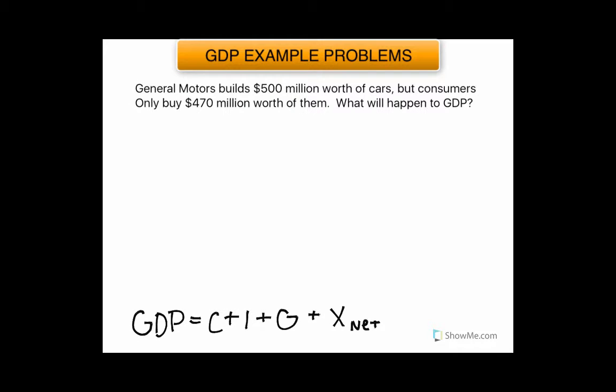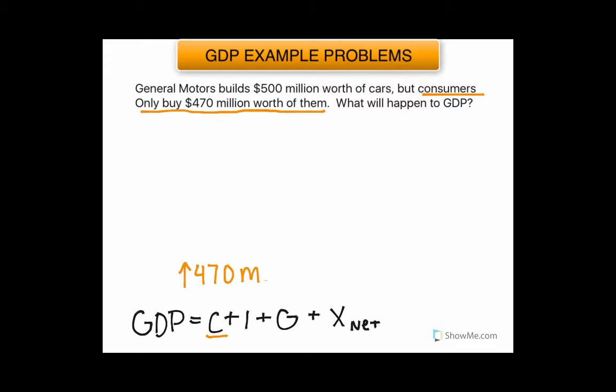All right, and for one final example, General Motors builds $500 million worth of cars, but consumers only buy $470 million worth of them. What will happen to GDP? All right, so consumers buy $470 million worth of them. Well, that's pretty obvious what part of GDP that ends up in, because consumers we typically associate with consumption. So our consumption is increasing by $470 million because we have bought $470 million worth of cars.